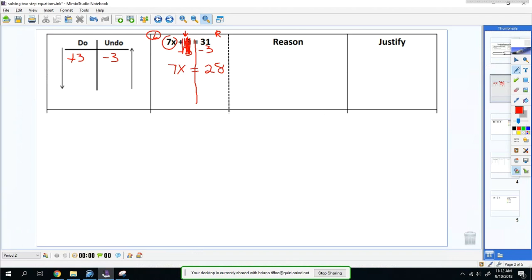So now we have 7x equals 28. So we're still looking at the left side. So now we're going to look at the 7. So that 7 is being multiplied. And I'm going to put a dot for multiplication. We don't use x's anymore.